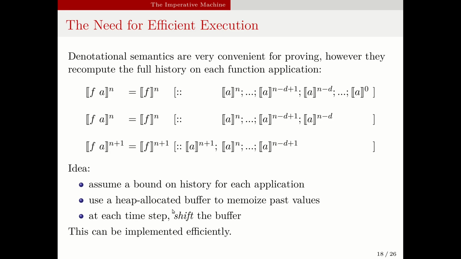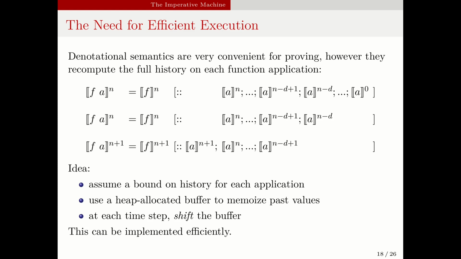We're approaching the end of the talk, and we will conclude with an overview of the efficient execution model we have developed for the W calculus. And indeed, the semantics we developed in the previous section are very convenient for proving. They are very easy to understand. We have a function, and then we pass all the past values of the arguments. This allows us to dispense with bound conditions and many other things.